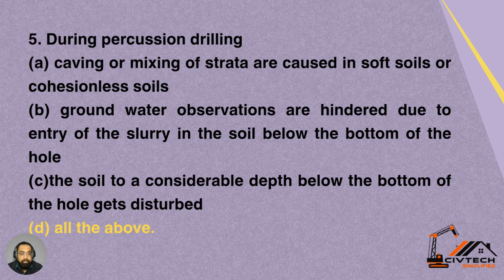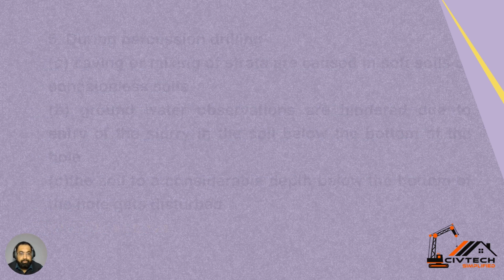And then we have question number 5. During percussion drilling, A, caving or mixing of strata are caused in soft soil or cohesive soil. B, groundwater observations are hindered due to entry of slurry in the soil below the bottom of the hole. C, the soil to a considerable depth below the bottom of the hole gets disturbed. D, all of the above. So in case of percussion drilling, all these options are correct. So option D is the answer.